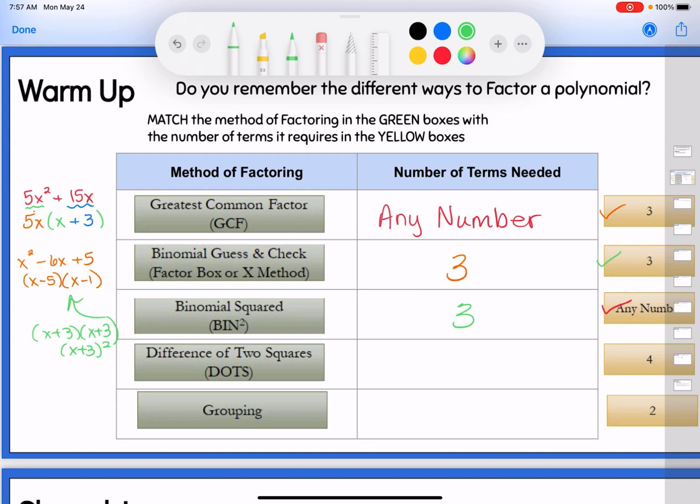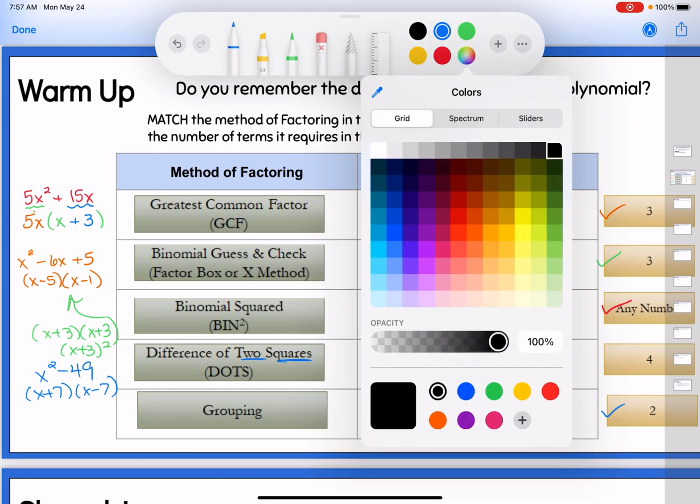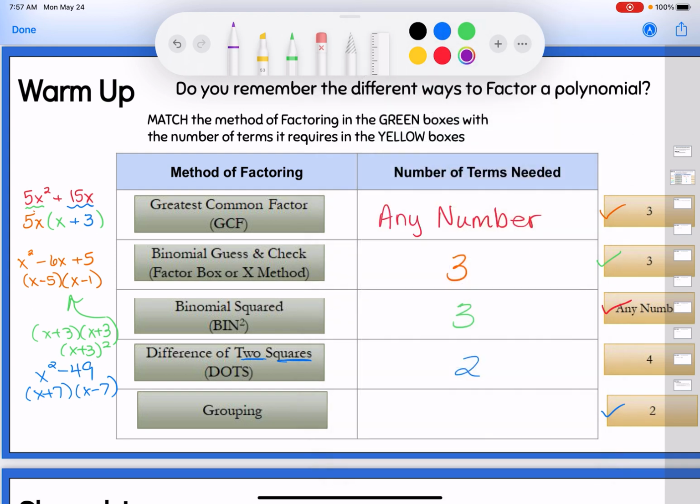The difference of 2 squares, or DOTS, has to be 2 terms. DOTS was one that looked like this, x squared minus 49, right? Both of those terms have to be perfect squares. This was x plus 7 times x minus 7. That was what DOTS was all about. So that was 2 terms. And our last method was grouping, and grouping obviously would have to be 4 terms. Grouping is one that we don't use a ton, but it is definitely one that you learned last year. So you have to have 4 terms in order to use grouping.